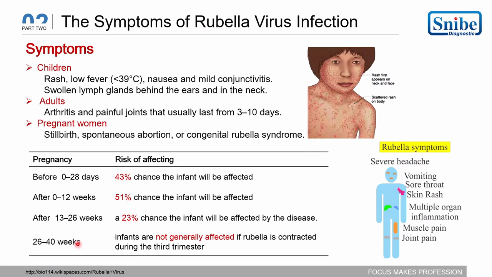So the first and second trimesters are clinically more important to monitor for the rubella virus infection and its typical symptoms in the woman. If during pregnancy they have infection from the first trimester into the second trimester, they have typical symptoms of severe headache, in some cases vomiting, a sore throat, a skin rash, multiple organ inflammation, and muscle pain and joint pains are among the examples of these symptoms during pregnancy.